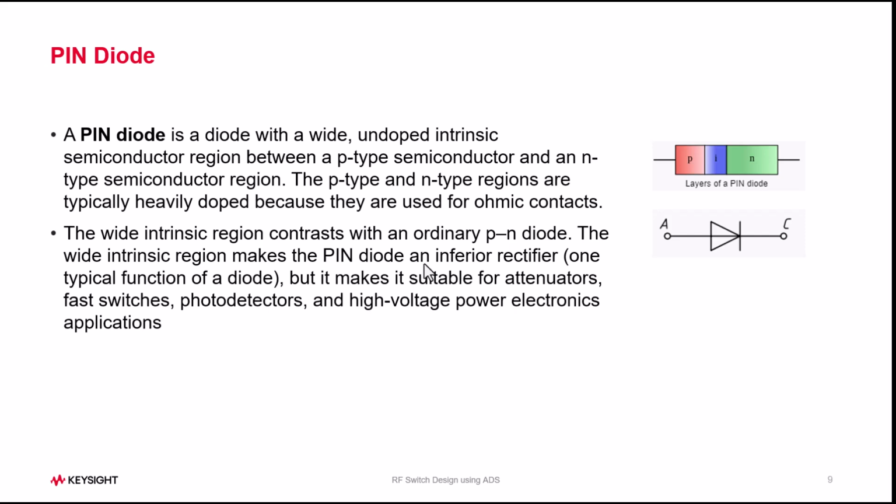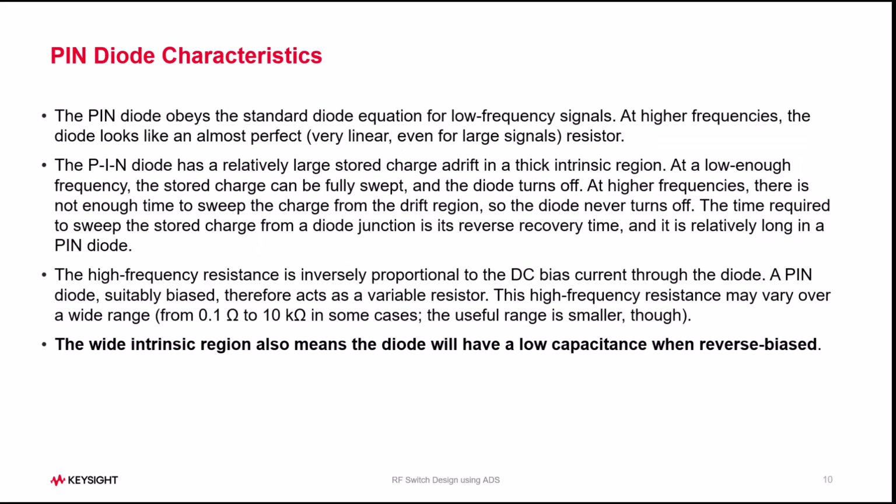Now, when you think about a PIN diode, it is a diode with a wide undoped intrinsic semiconductor in between, and typically it has similar characteristics to a normal PN diode. Having this intrinsic region in between makes it an inferior rectifier, so you will not see PIN diodes used for rectifier applications, but this intrinsic region is very handy when you think about building attenuators or switches, etc. Now in terms of characteristics, it follows the standard diode equation for low frequency signals. At high frequency, this diode looks like an almost perfect resistor.